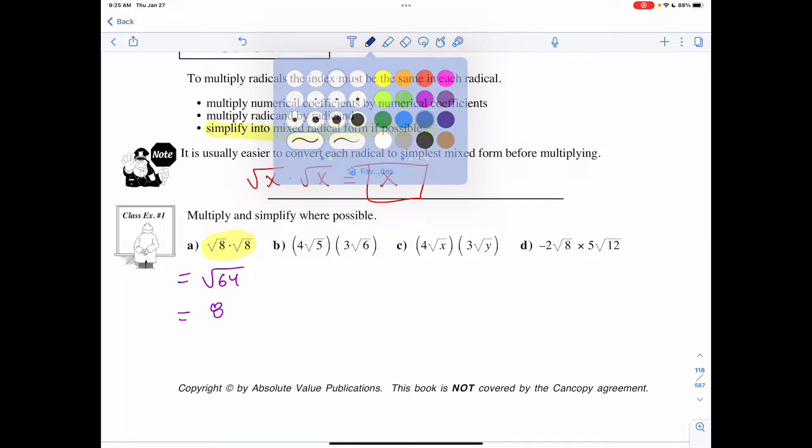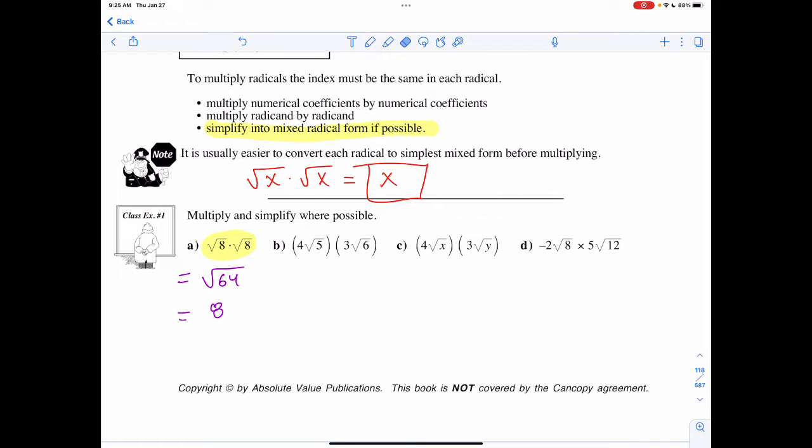All right, moving on. If I have 4 root 5 times 3 root 6, then 3 times 4 is going to give me 12. 5 times 6 is going to give me 30. And I can't divide 30 by any perfect squares, so I'm done. When I get to example C, 4 times 3 is still 12, and x times y is just xy. I don't have any pairs of the same. They're not 2 x's or 2 y's, which means that this is the end.